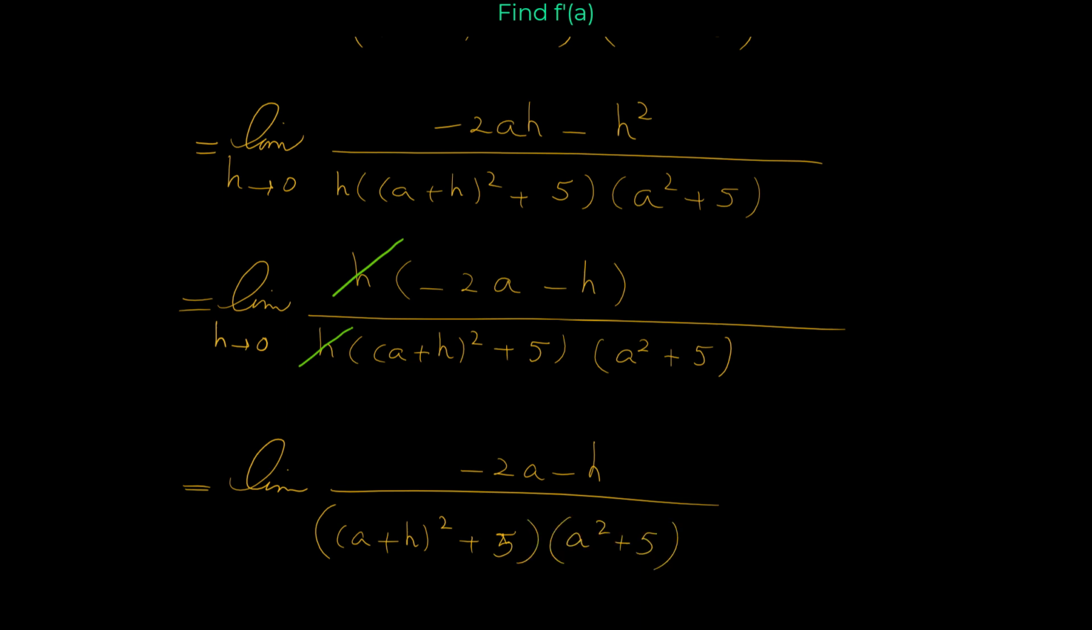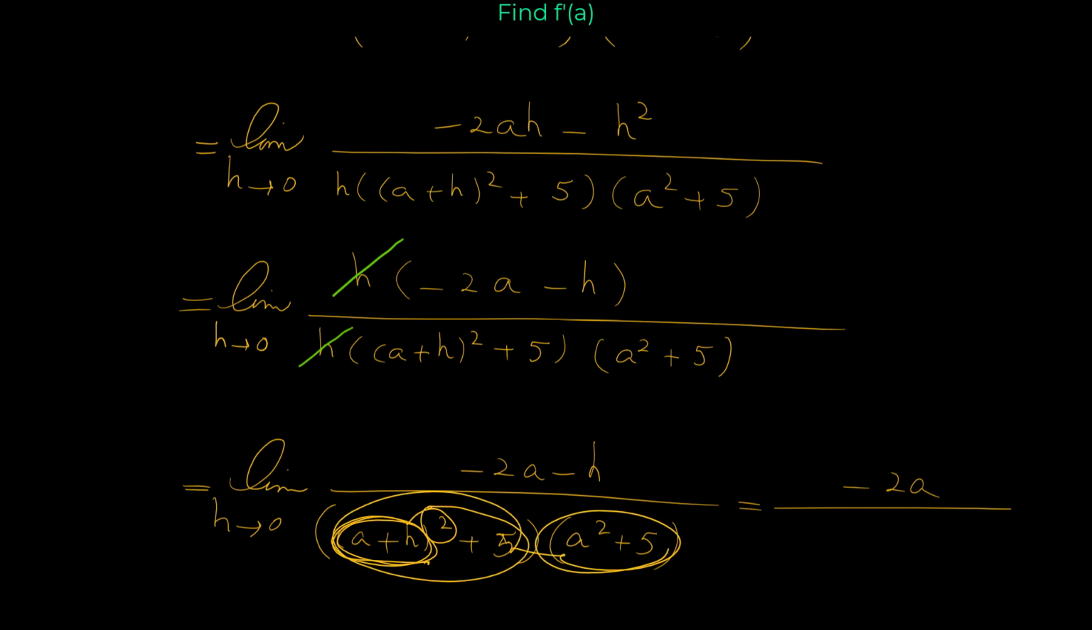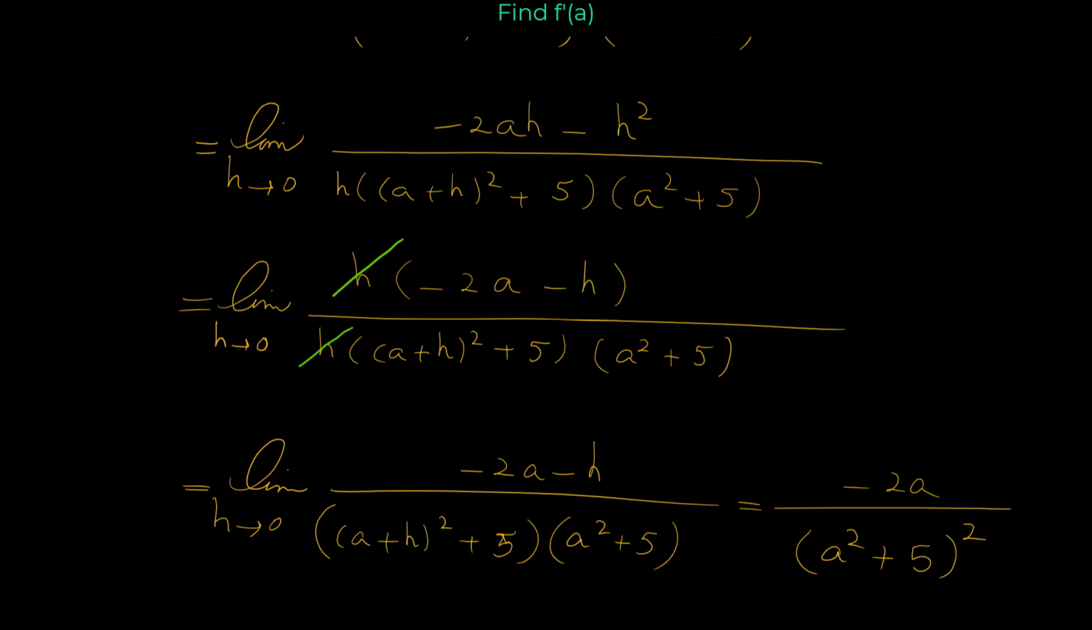Now if you plug in 0 for h, the numerator is negative 2a, h is 0, it is gone. And in the denominator, h is 0, so this would be a to the 2 plus 5. But the other bracket is also a to the 2 plus 5. So a to the 2 plus 5 times itself is (a to the 2 plus 5) to the power of 2. And this is the derivative of that given function at a.